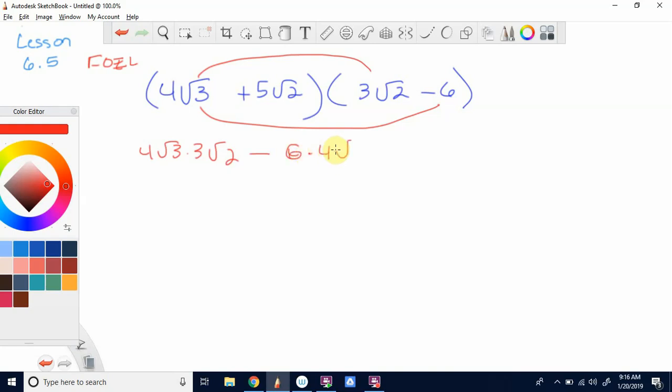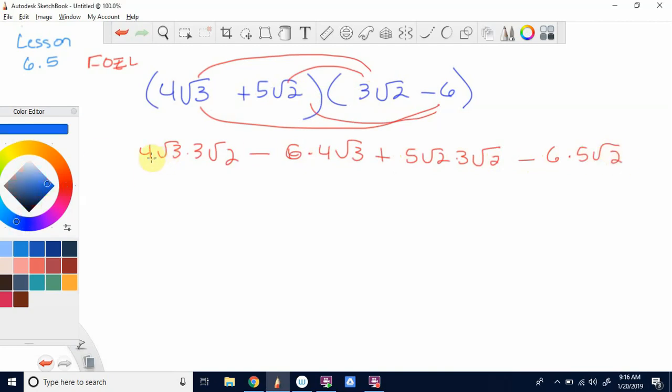6 times 4 square root of 3. And then inner times inner, positive times a positive is a plus, so 5 square root of 2 times 3 square root of 2. This all implies multiplication. And then last times last is going to be positive times a negative is a negative, 6 times 5 square root of 2.